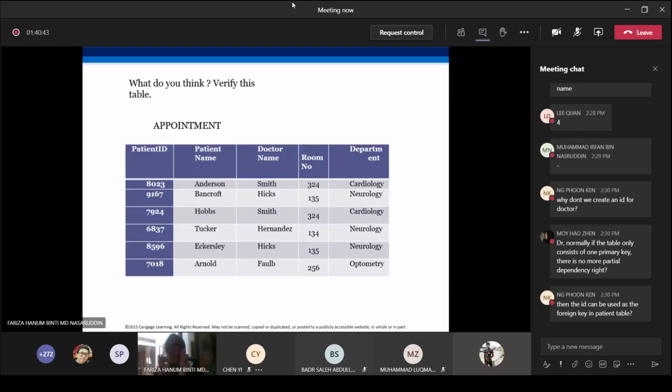Okay, so let's try to get this clear again. Yes, you can say that room number determines the department. And because you are saying that this is transitive, then yes, you can create another new table called room, whereby department will become an attribute. Maybe there is a necessity. You look at the room number and you know what the department is. Yeah, it's possible. All right. Thank you, doctor.